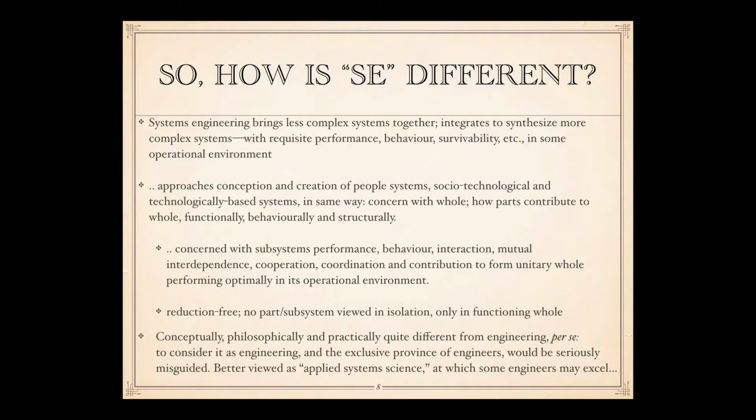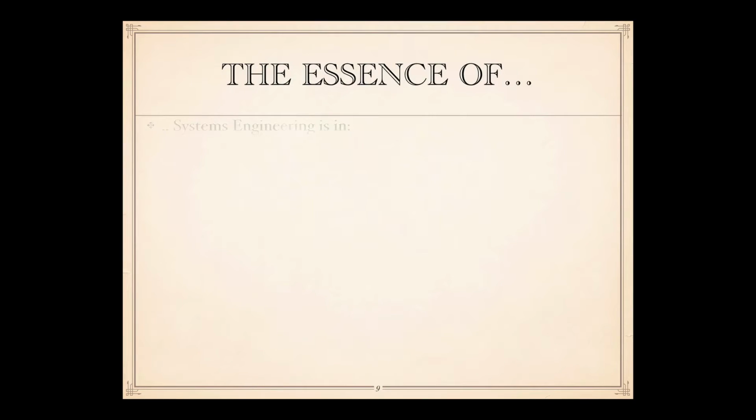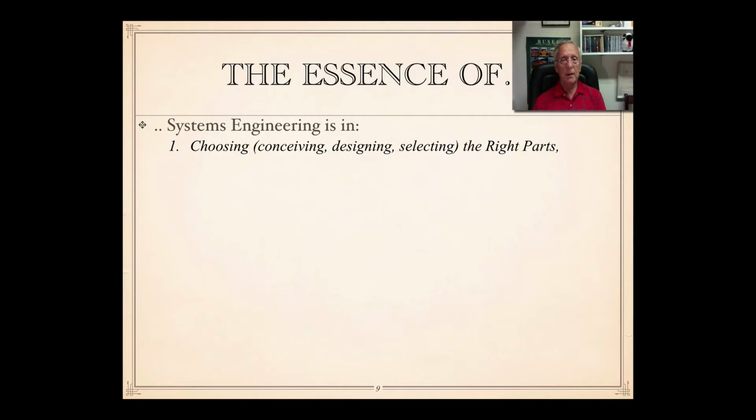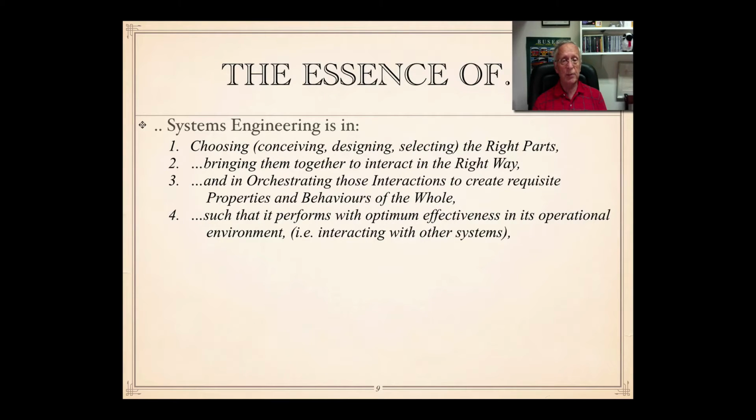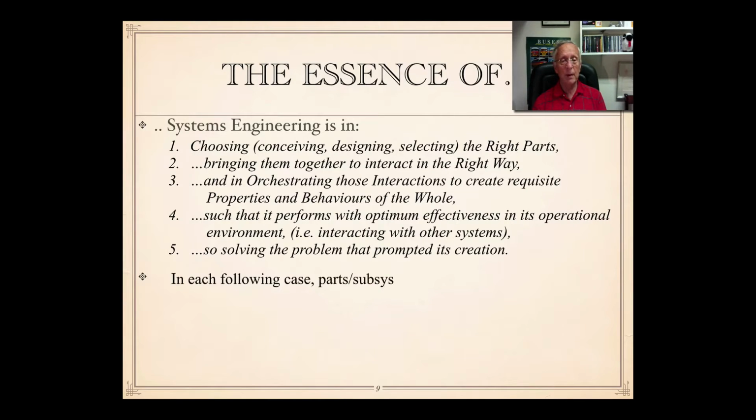So conceptually, philosophically and practically, systems engineering is quite different from engineering per se. To consider it as engineering, and the exclusive province of engineers, would be seriously misguided. It is better viewed as applied system science, at which some engineers may excel. The essence of systems engineering is in: one, choosing the right parts; two, bringing them together to interact in the right way; and in orchestrating those interactions to create requisite properties and behaviours of the whole, such that it performs with optimum effectiveness in its operational environment, so solving the problem that prompted its creation.